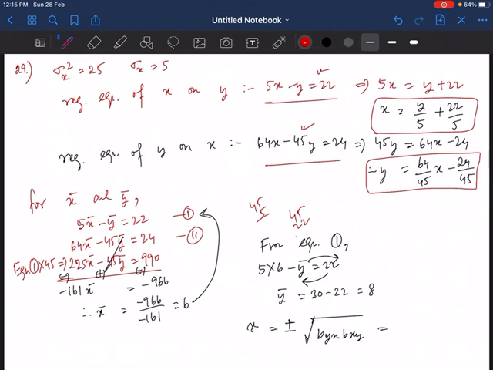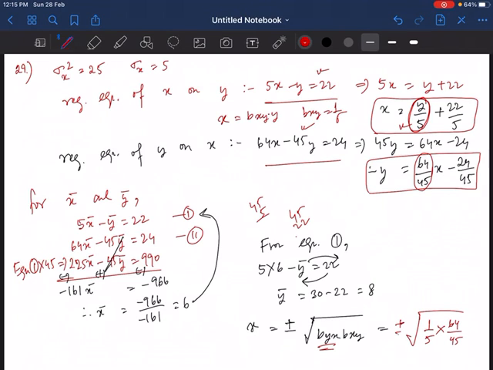Look here, we have this as the regression equation of x on y. This can be written as x is equal to bxy into y. Now what is multiplied with y in this equation? Just look at this variable. 1 by 5 is multiplied. So bxy is equal to 1 by 5. And what is my byx now? For byx, look at this one. So it is 64 by 45.